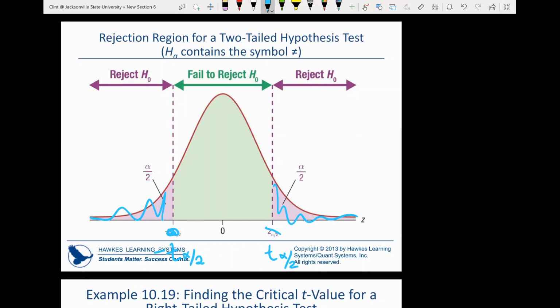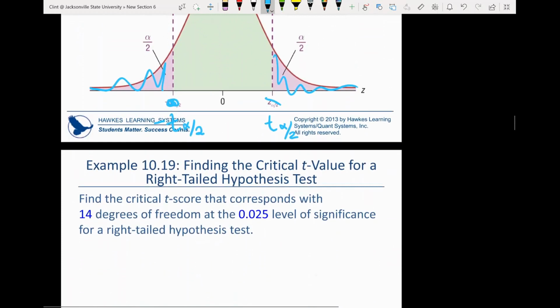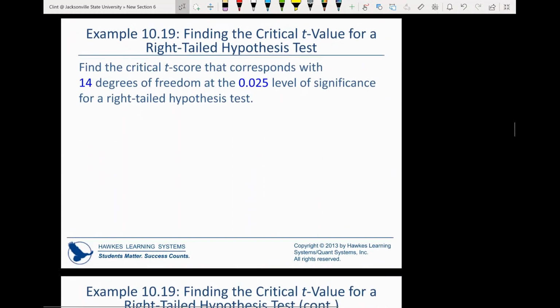Okay? So the formula for t-test statistics is not too tough, but the one thing we might need to practice a little bit is being able to come up with our critical t value. So let's refresh our memory on using the t-table here. Okay. This one says find the critical t-score that corresponds with 14 degrees of freedom at the 0.025 level of significance for a right-tailed hypothesis test. Okay, so it already gives us degrees of freedom. We don't have to subtract on this one. Okay, if it gave us the sample size, we would subtract 1 to get our degrees of freedom. We don't have to do that here.